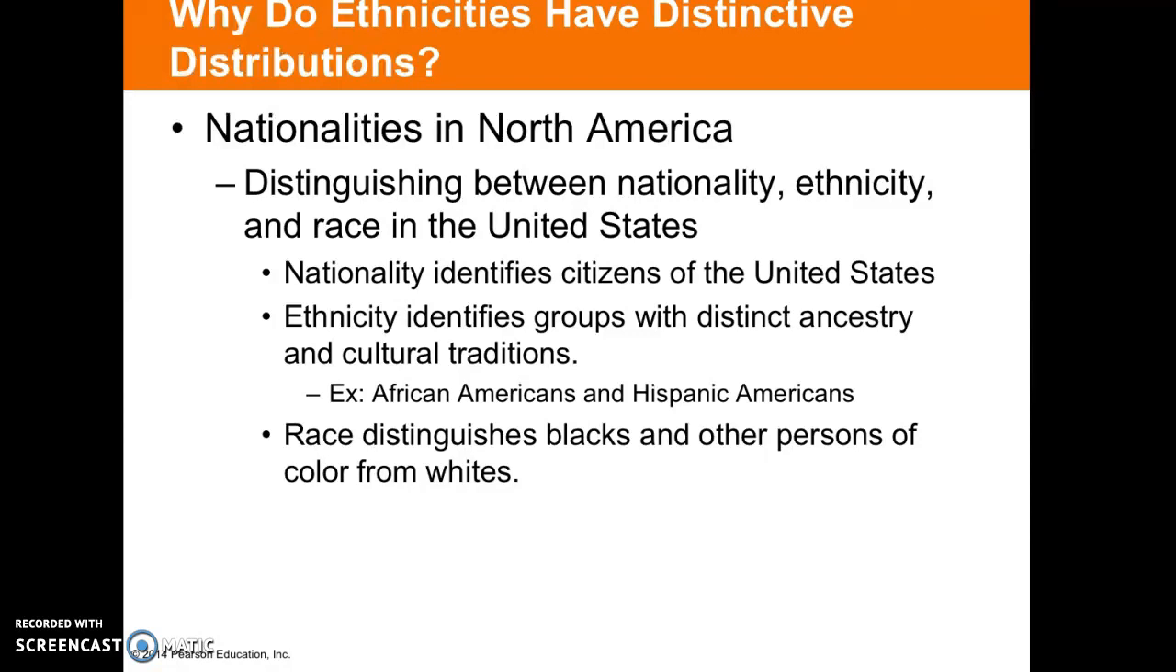And how do you distinguish between nationality, race, and ethnicity in the U.S.? So nationality would identify a citizen of the United States. Ethnicity would identify a group with a distinct ancestry and cultural traditions, and race, when you talk about race, you're talking about like are you black or white? And of these three, race is really the most subject to people's personal conceptions. Your ethnicity usually has to do with your personal heritage, where you're from and your cultural traditions. Race is really something that we've decided as a group of people is important. So it is the least well defined group of these.